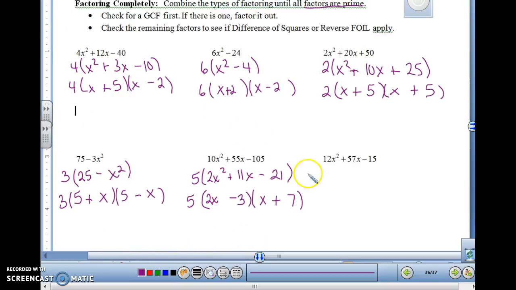Okay, so try this one yourself, see what you come up with for a GCF and factor it out. And then we'll do the last bunch together in class the next day.